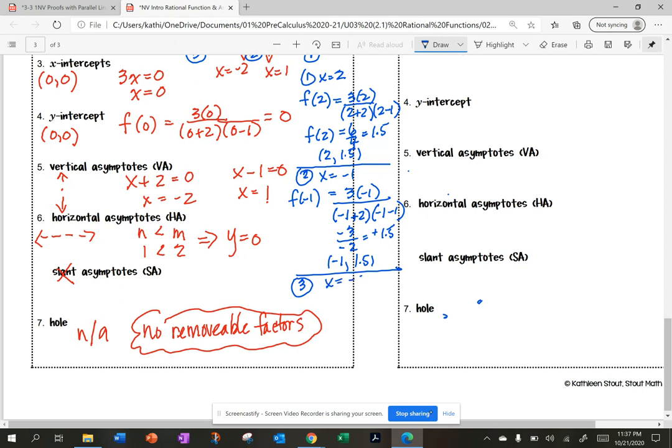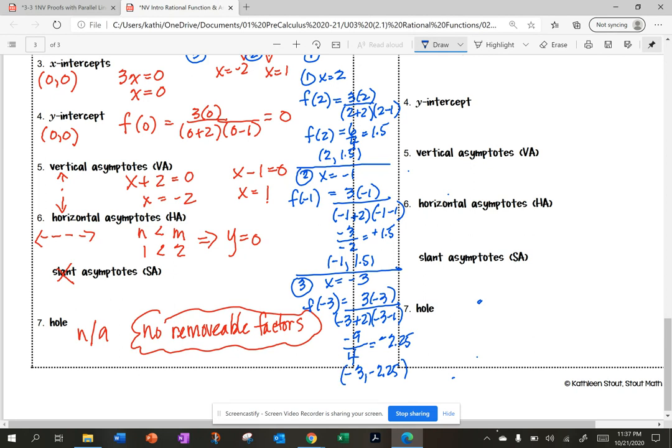So x equals -3. So f at -3 equals 3 times -3 divided by -3 plus 2 and -3 minus 1. So -3 times -3 is -9. -3 plus 2 is -1, times -4, so that's +4. So -9/4 is -2.25. So my point is at -3, -2.25.